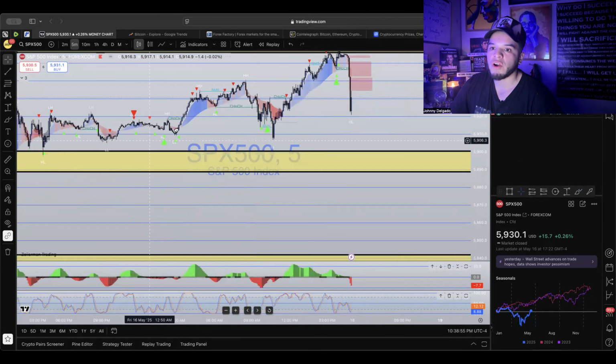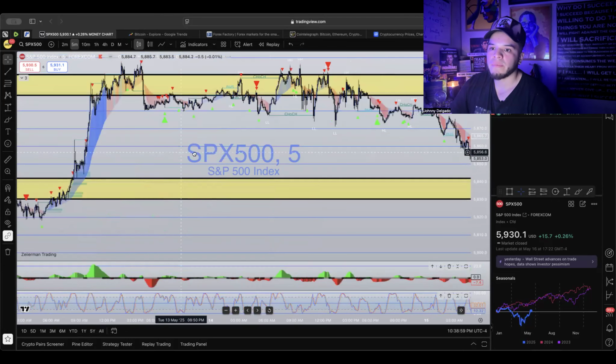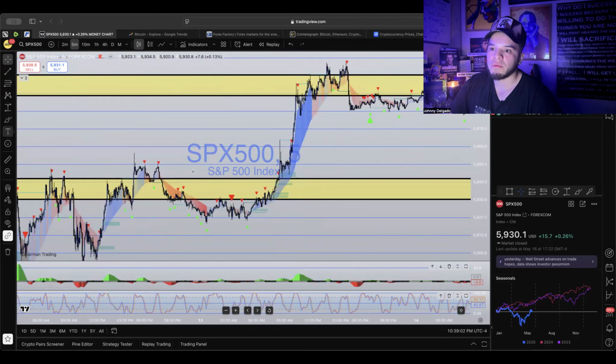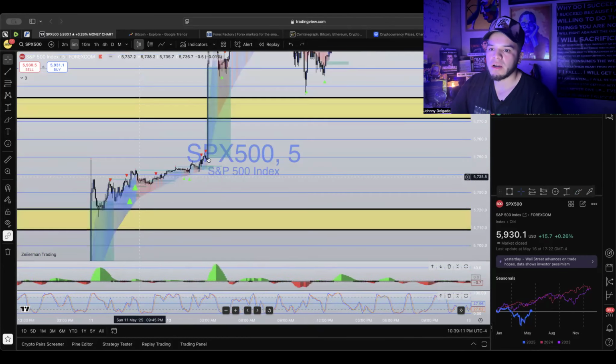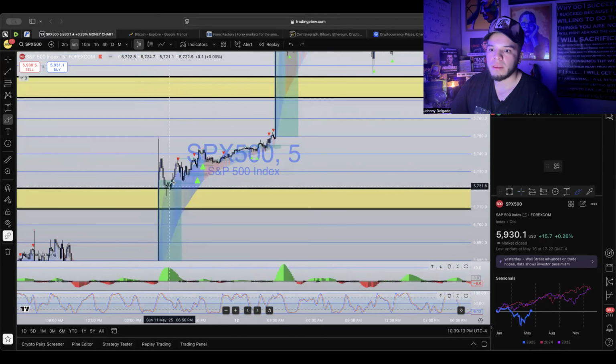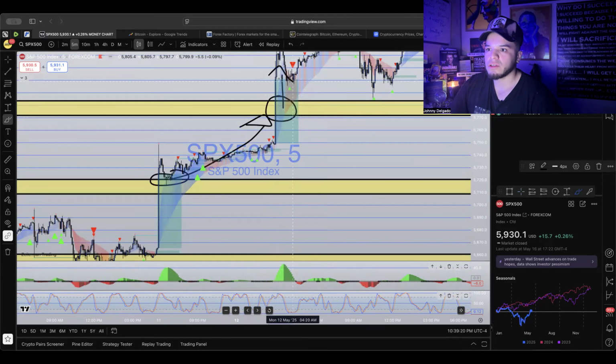Look at this as well, right over here. Let's look at this zone right here. Now they're not always beautiful, but you guys can see here we touched here, shot up, right? Look at that. We come here, another perfect example. We come here, we accumulate, and we shoot up. Same thing here. Touch the zone, shoot up.